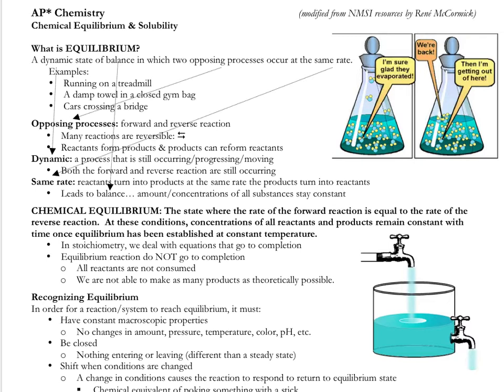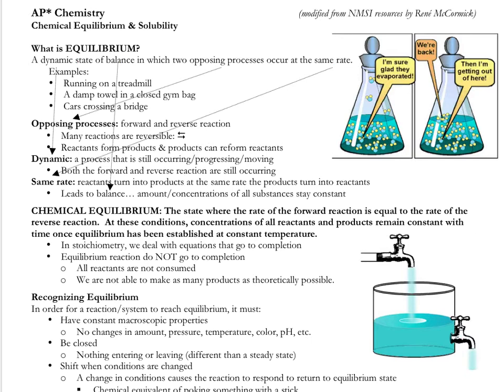If cars are crossing a bridge, if you have the same number going one way as the other, you could think of that as a type of equilibria. And down here I've got this picture. I was kind of trying to fit all these things onto one page. If you're putting water into that container as quickly as it's going out, the opposing processes of filling and emptying are occurring at the same rate.